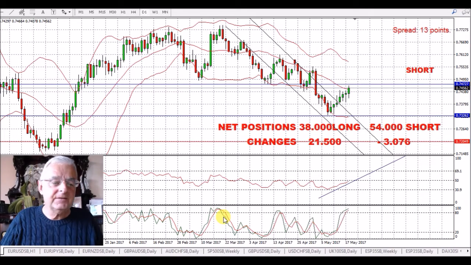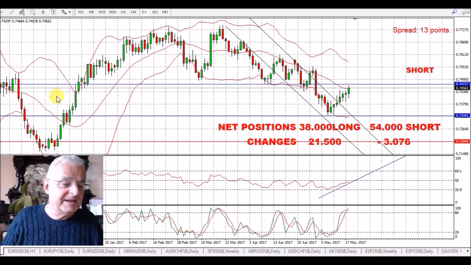It's nearly 7 o'clock GMT, and we've just got a quick look through the charts. We had a sensational day yesterday, as everybody's quite aware.